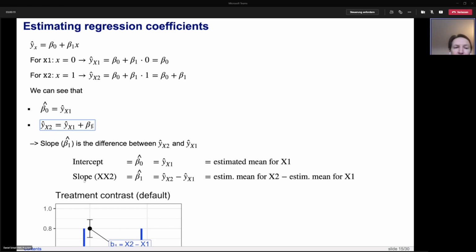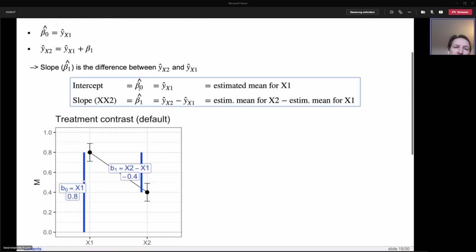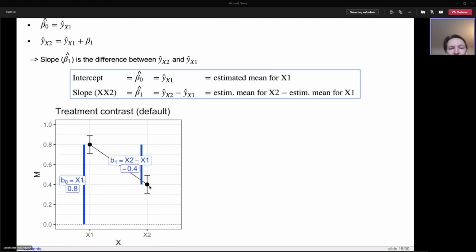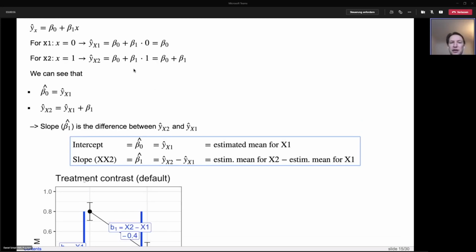And now we can rearrange the terms and see that the intercept beta 0 is just the estimated mean for condition x1, and the slope we can derive from this formula. We just rearrange the terms. We take minus the mean of x1, so the slope is the mean of x2 minus the mean of x1. And now we can see this is something I told you a priori, that the intercept measures the mean of x1 and the slope measures the mean of the difference between the two conditions. But now here we have derived it from the regression equation. We can see that this is actually the case.